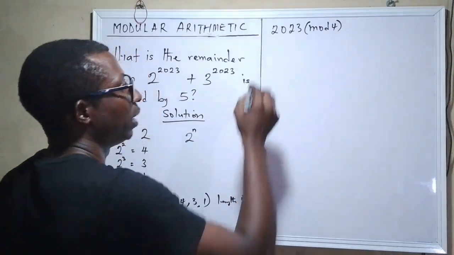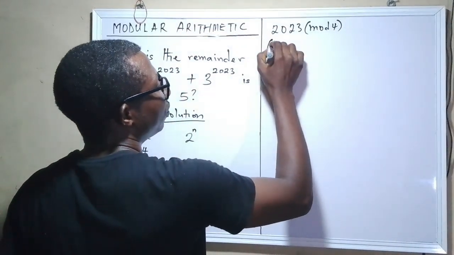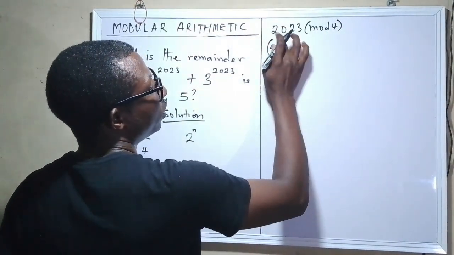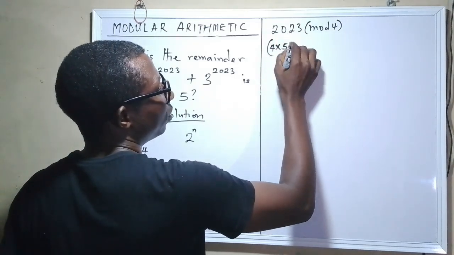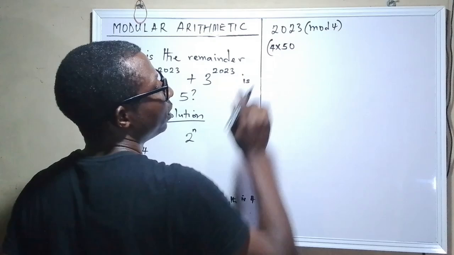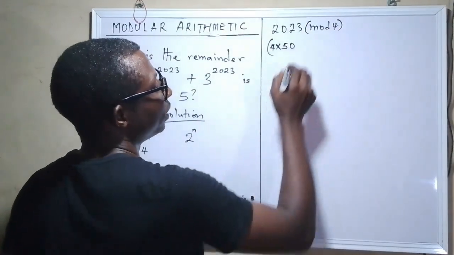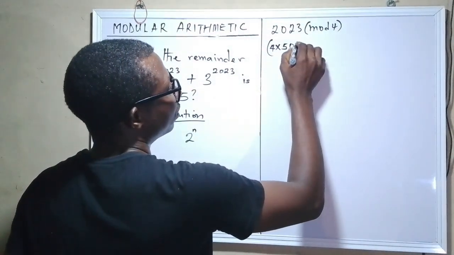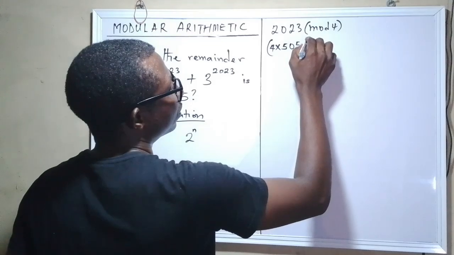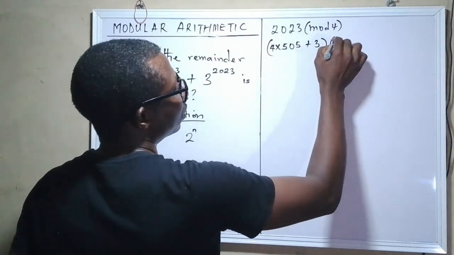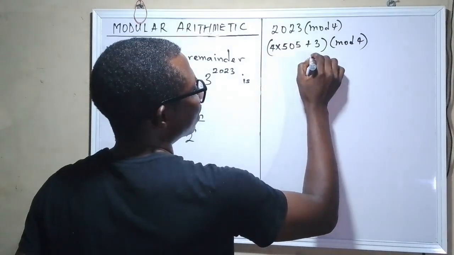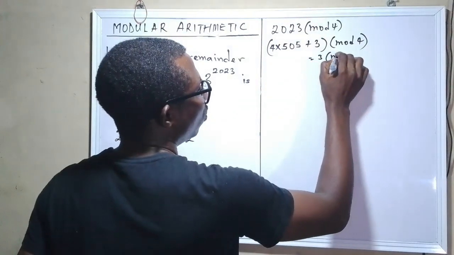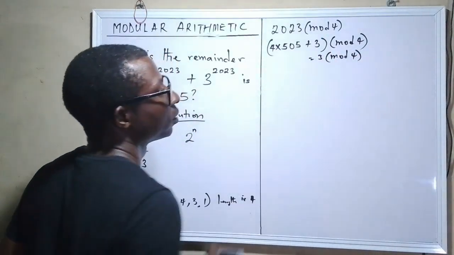Okay, so now let's do that. We have 4 goes in 20, that's 5. 4 goes in 0, 0. 4 goes in 23, that is going to be 5, remainder 3, mod 4. Okay, so that means the answer is 3 mod 4.